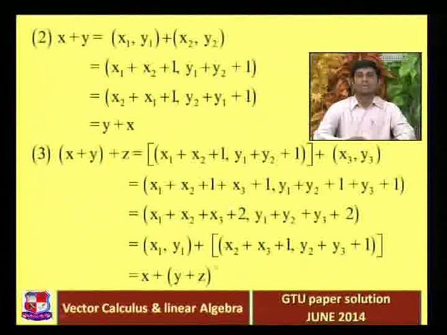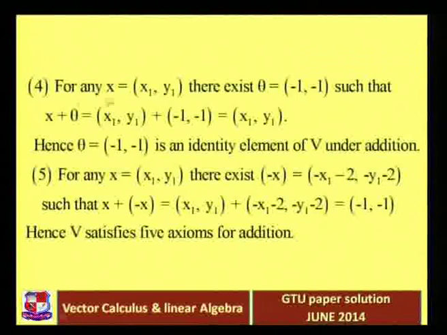Okay. Now the fourth one: for any x, we want to find the identity element. Now how do we find the identity element? For any x = (x1, y1), there exists theta. Theta is equal to (-1, -1). This is our identity element.